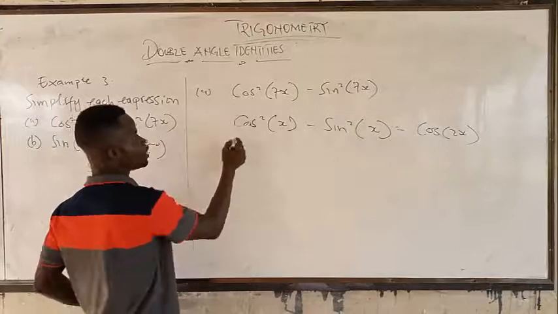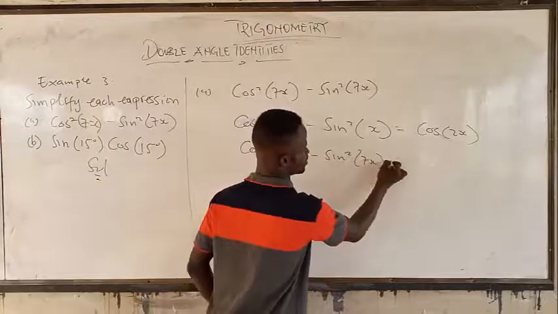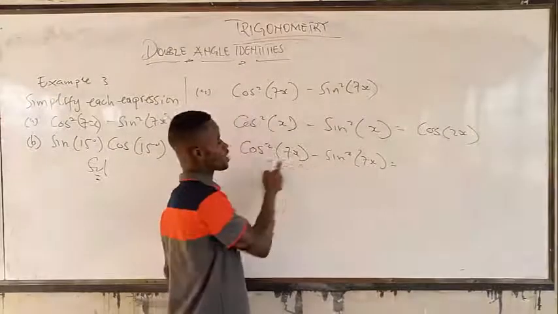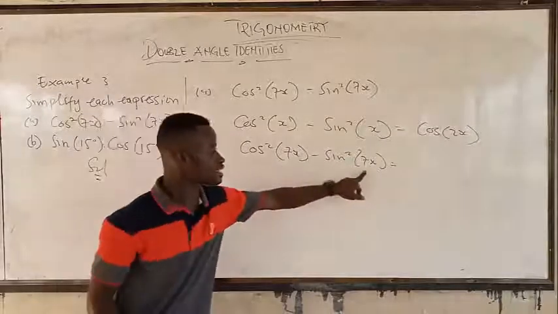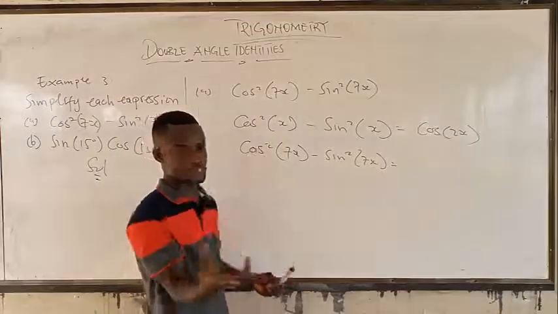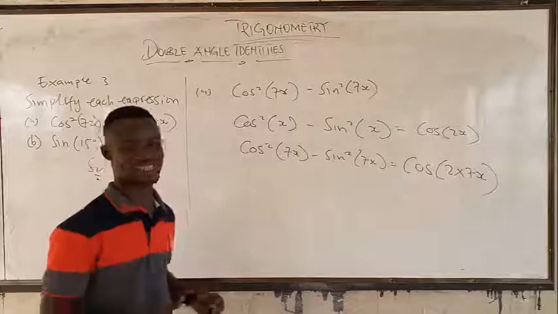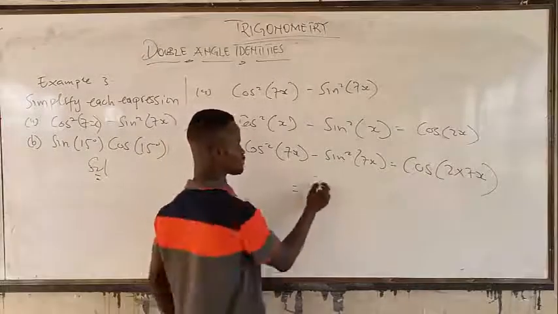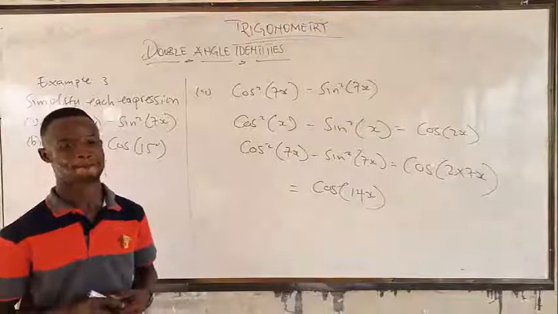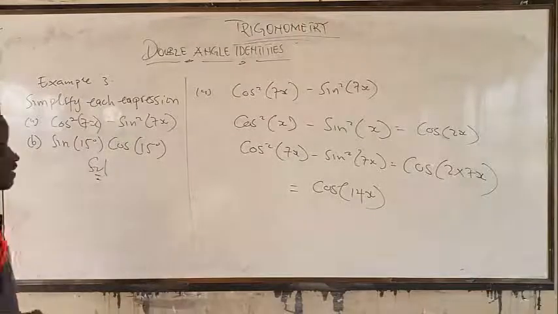Very good. So if you have cos squared 7x minus sine squared 7x, all that we are interested in is that it is cos squared minus sine squared, and the arguments are the same. Here it is 7x, here it is 7x. So the simplified form of this is going to be cos of 2 multiplying the argument. So the simplification of this question will be cos 14x, and that is all. It's just simple.